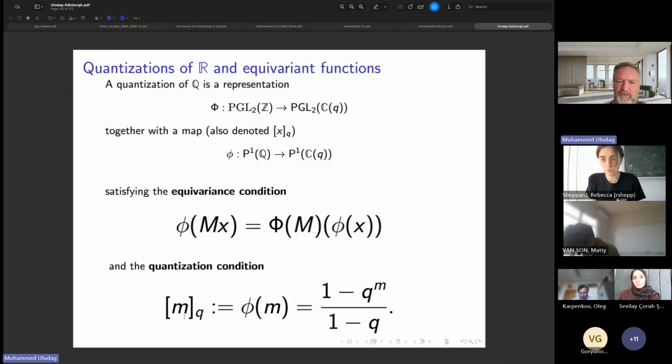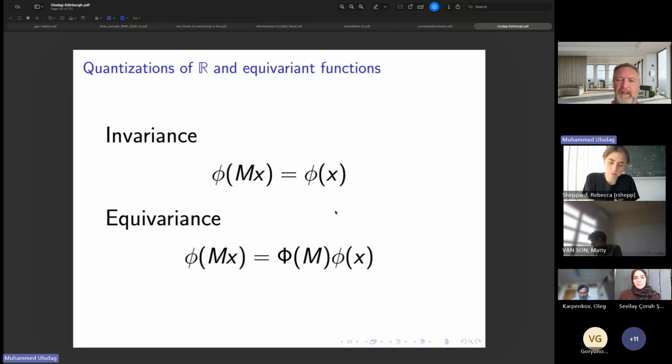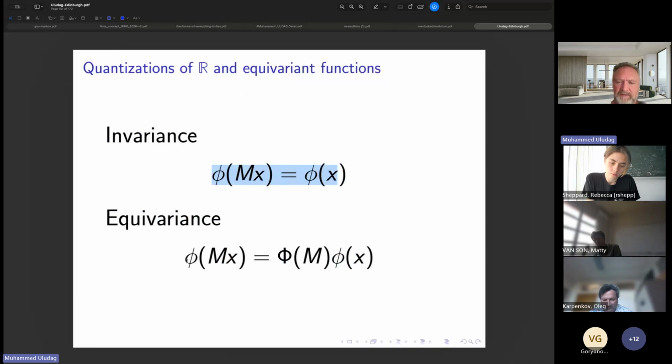And moreover, we require that the quantization of m, that is to say phi of m, be equal to Euler's quantization, that is to say (1 minus q^m) divided by (1 minus q). Just to compare invariance with equivariance: invariance means that phi of mx equals phi of x, and equivariance says that phi of mx equals phi of m applied to phi of x.